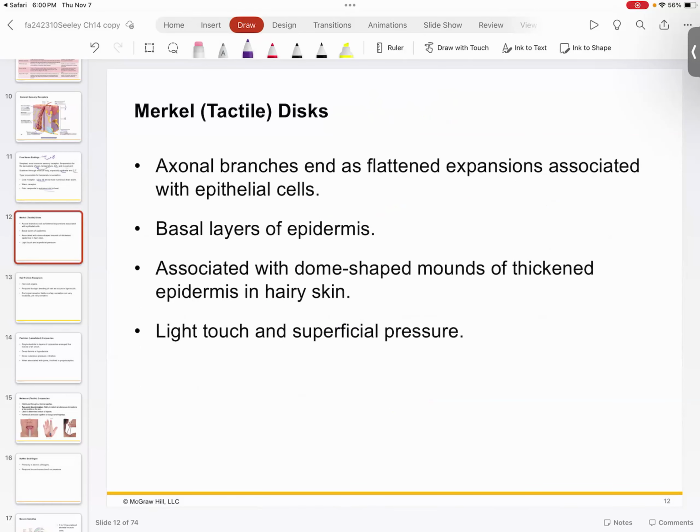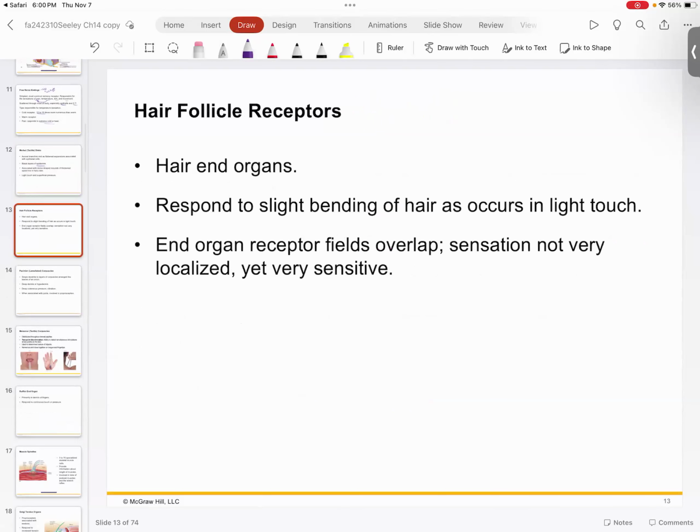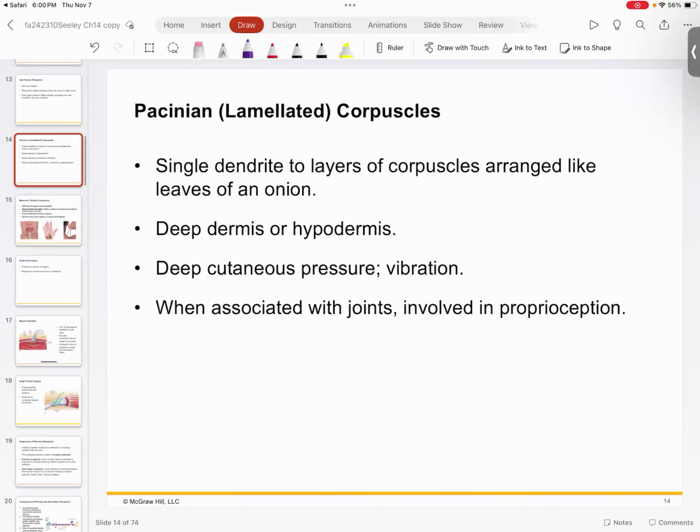Now, the Merkel, the tactile discs, are basically branches of an axon that innervate the epithelial cells in the bottom regions of the epidermis. And so these dermal papilla is where you're going to find some of these little discs. These oftentimes are the light touch and superficial pressure receptors. The hair follicle, like we mentioned before, is wrapped in these receptors at the root. This allows you to sense when your hair is bending in the breeze.